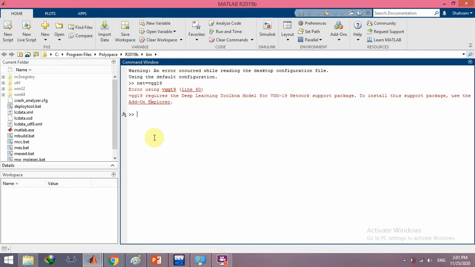For example, I have VGG16 on my system. I downloaded it before. I load it and I put it in the variable net. Now I can see already what happened. The system is busy.